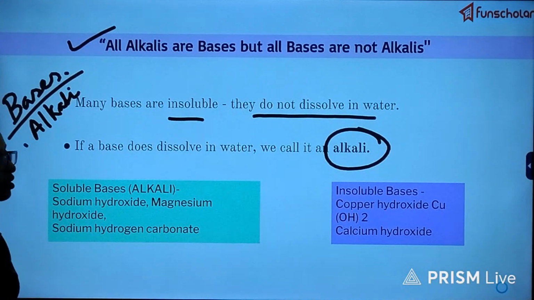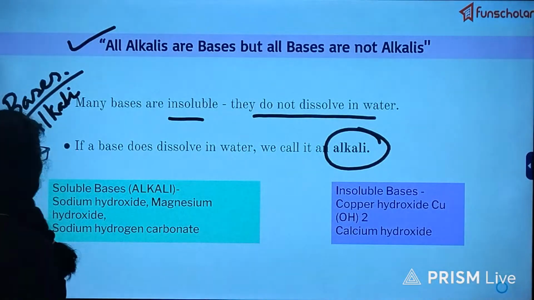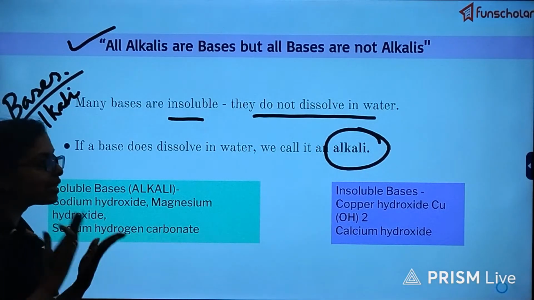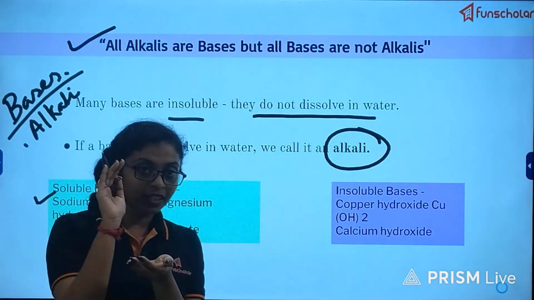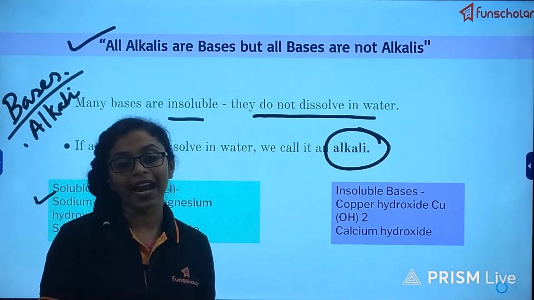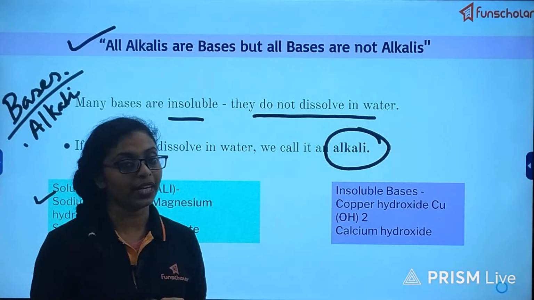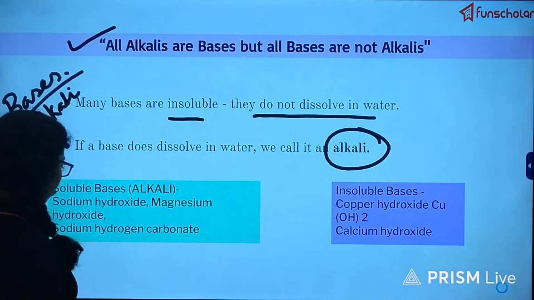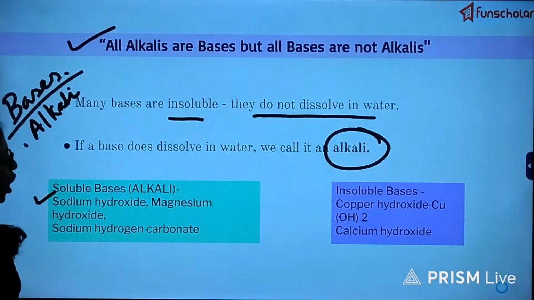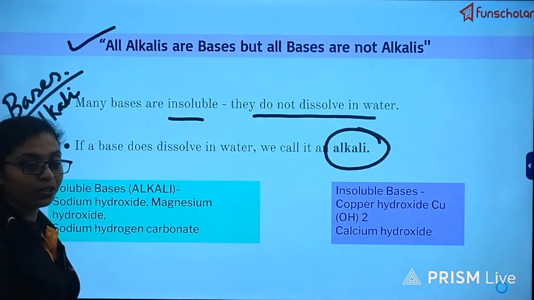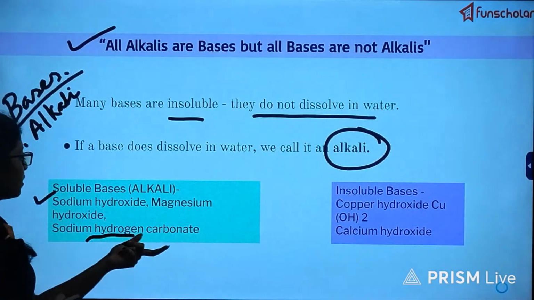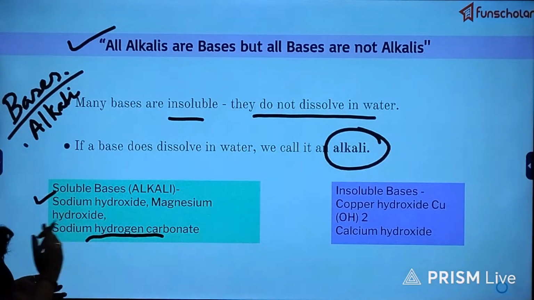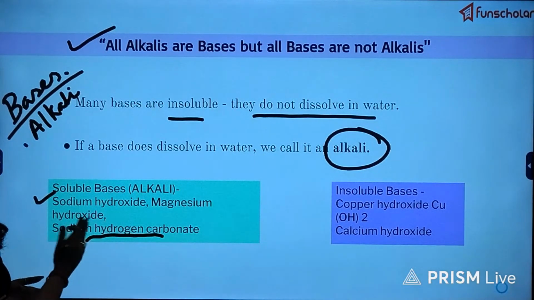Okay, let's look at the examples. Sodium hydroxide, NaOH, and magnesium hydroxide. Obviously, milk of magnesia is a mixture of water and magnesium hydroxide, I have already mentioned, right? So it is actually soluble, so it is actually an alkali. Sodium hydrogen carbonate, which is baking soda, right? Sorry, it was my mistake, it is baking soda. This is also soluble in water, so definitely these are alkalis.